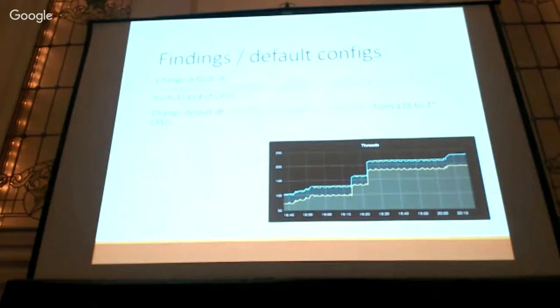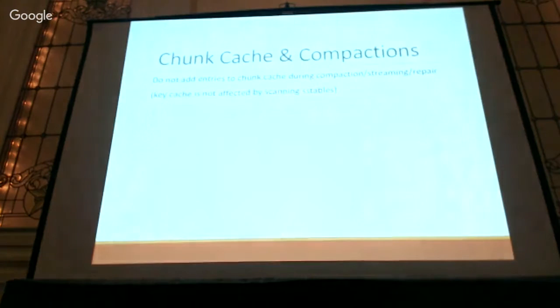There are also some default changes I could maybe discuss with you tomorrow, about changing the defaults for the concurrent reads, writes, and so on, and also changing the defaults for the native transport flags. Otherwise, in some bad situations, the number of threads will just climb up. Another thing I realized is that during repairs and compactions, the chunk cache is just filled and for nothing, just evicted.